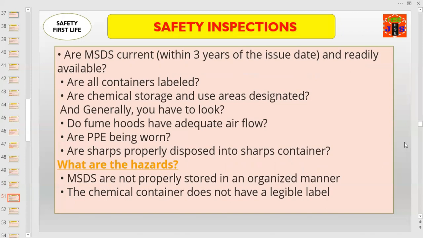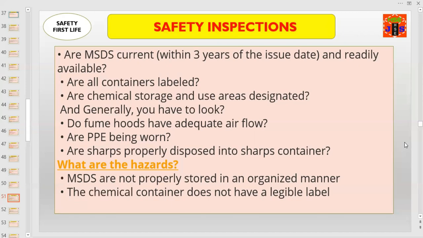SDS, safety data sheets, current, within 3 years of issue date and readily available. Are all containers labeled? Are chemical storage and usage areas designated? And generally, you have to look, do fume hoods have adequate airflow? Is personal protective equipment being worn? Are sharps properly disposed into sharps container?